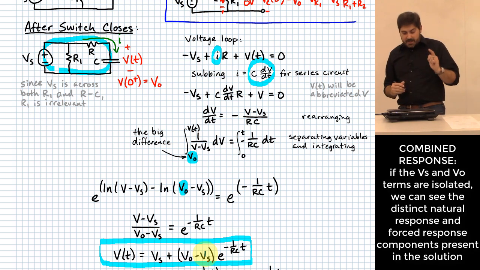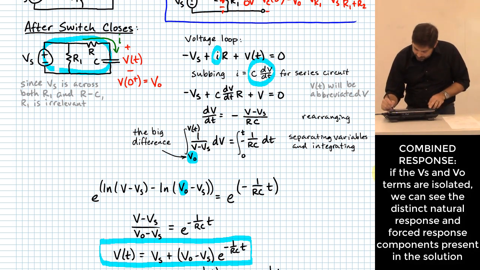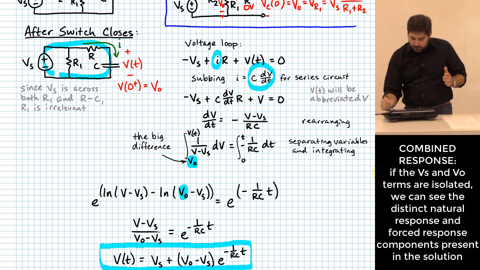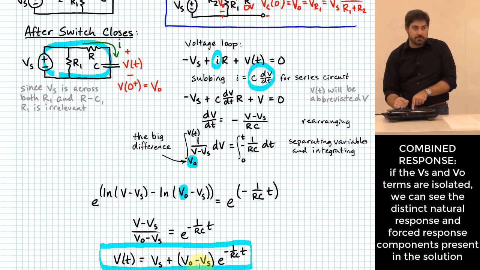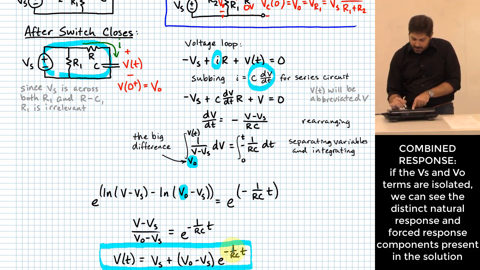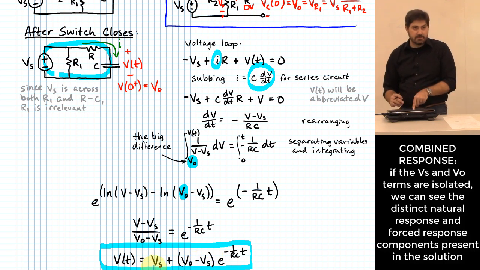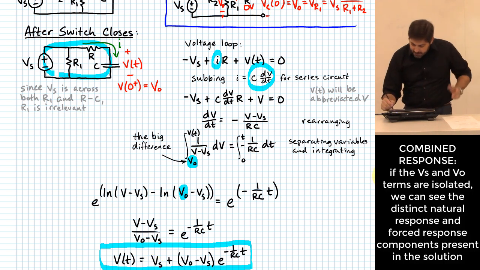Now, I actually like to break this up a little bit more and say it is possible for us to basically collect together the Vs terms. If you kind of think about this, I could distribute this e to the minus 1 over RC times t through this first expression right here, through that binomial of V0 minus Vs. I could distribute that through and then collect the Vs's. And then I'd be left over with something that would be in terms of V0. And here's what that would look like.